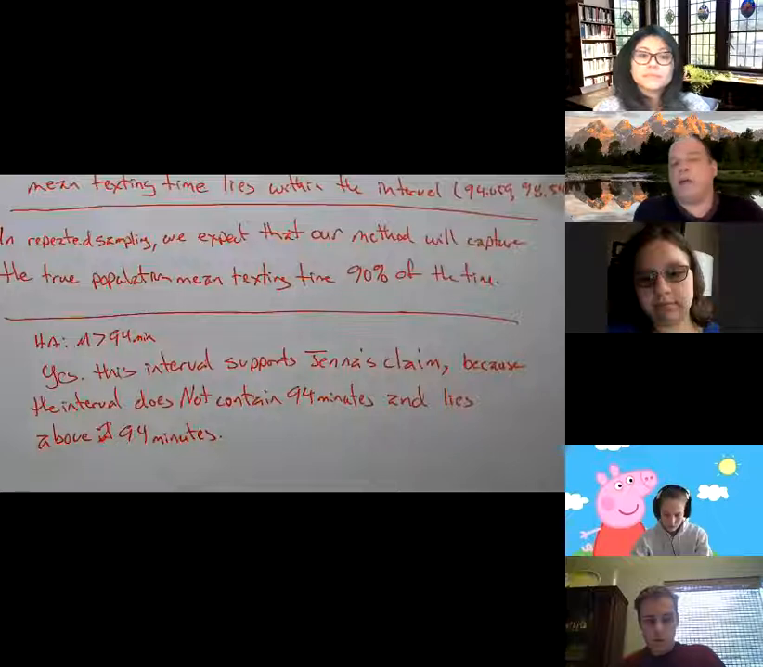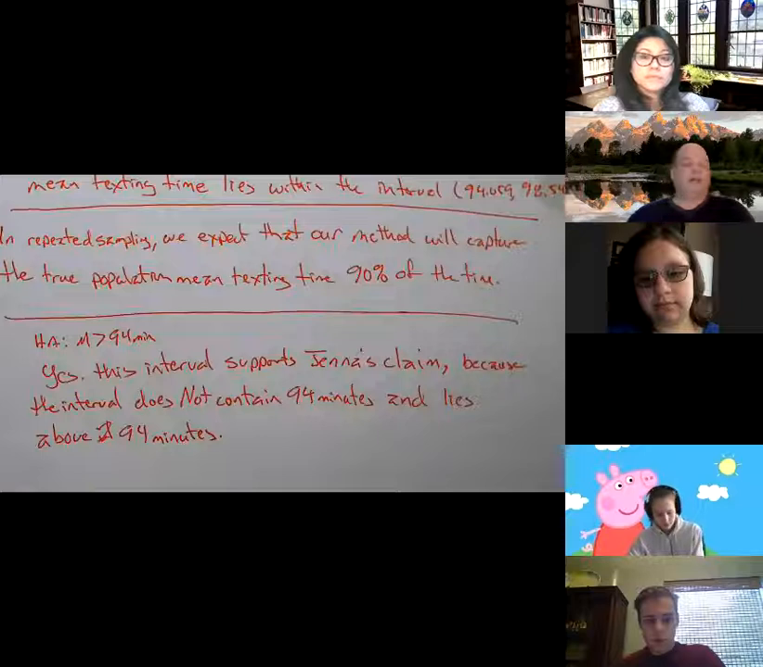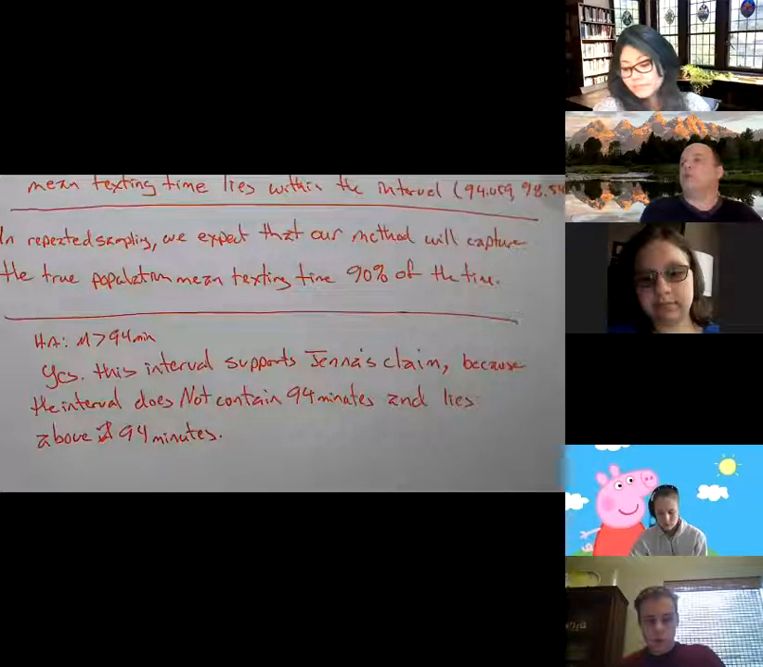If it had been below 94 minutes, it also wouldn't have supported the claim, because then it would have been saying that they do it for less than 94 minutes. So you have to tell me whether it's lying above or below. Because she made the claim of greater than, we needed it to lie above. If she made the claim of less than, we needed it to lie below. If she said it was different than, then we wouldn't care which way it was, as long as it didn't contain it. Okay? I'm going to pause this and try to answer questions if there are any.